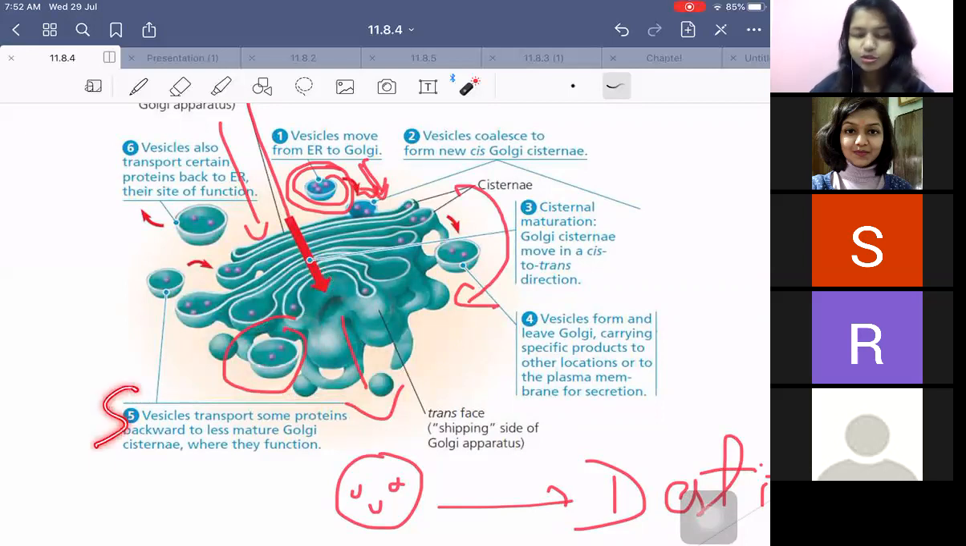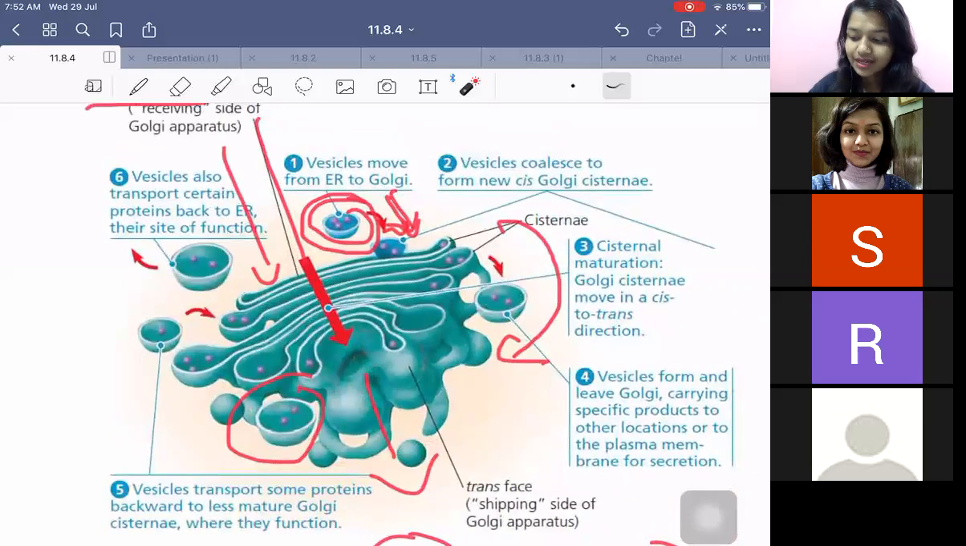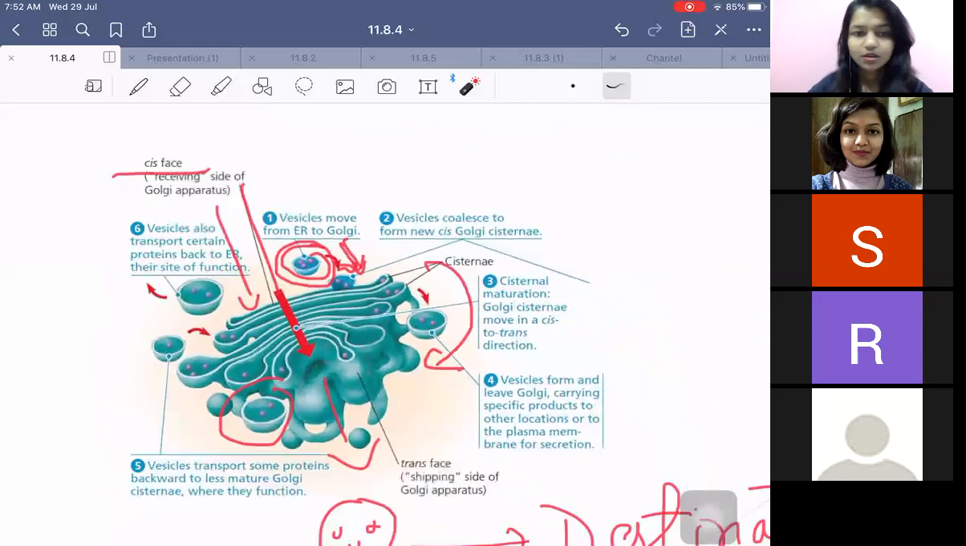Got it? So you should know this. It's not like every vesicle which is coming out from the Golgi is completely matured. No, they can be sent back to the Golgi. They can even be sent back to the endoplasmic reticulum. Some of them can be sent back to the Golgi cis phase and some of them can be sent back to the endoplasmic reticulum. I don't require these proteins. You take them back, make them properly again and then give them back to me.